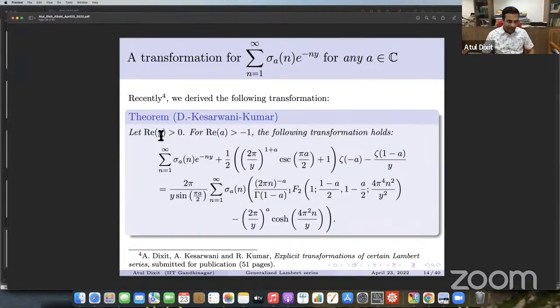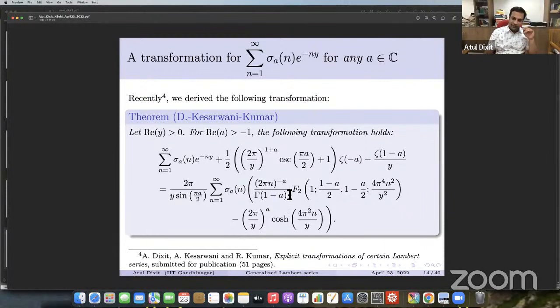So we have, again, the real part of y greater than 0, and any complex A such that real A is greater than minus 1. Then this series, which is the Lambert series associated with n to the power A, gets transformed into this series. Now this transformation looks somewhat complicated, but the remainder of the lecture will be based on telling everybody that this is indeed a useful transformation.